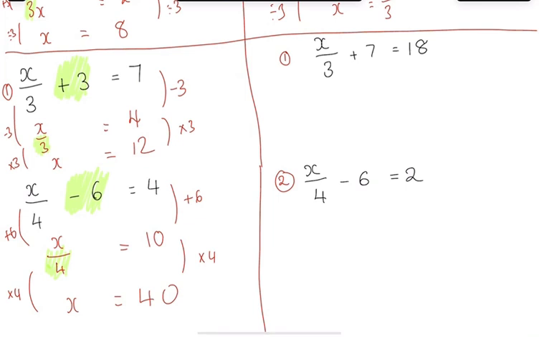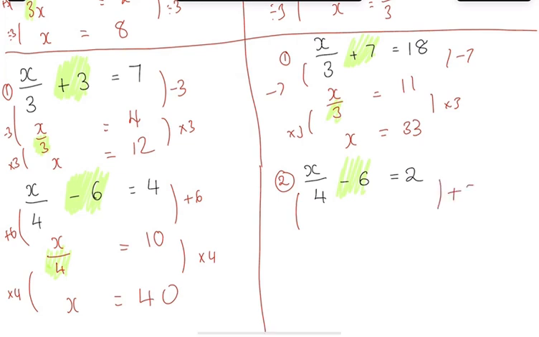Now for this first question, you should have got rid of your 7 first by taking it away from both sides, leaving you with x over 3 equals 11. And then you could get rid of your 3 by timesing both sides by 3, leaving you with x equals 33. Your next one, getting rid of that 6 first, so we're going to add 6 to both sides, which leaves me with x over 4 equals 8. And then we're going to get rid of this 4 by timesing both sides by 4, leaving me with x equals 32.